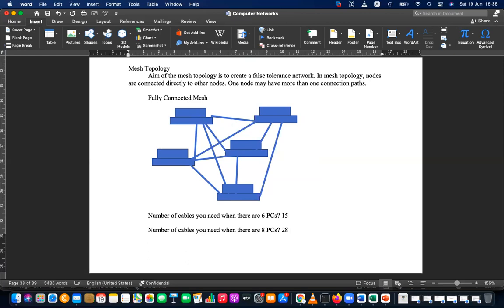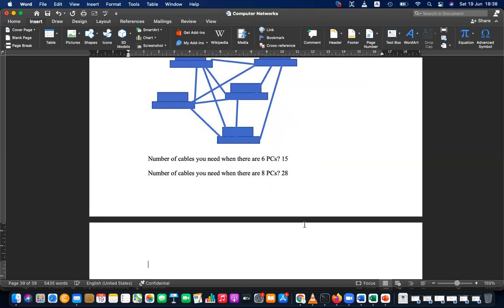Okay, how is this found? It is like triangular numbers, right? Triangular numbers. If you have one, there is nothing to connect, so 0. If you have two, you need one cable. First triangular number is 1. If you have three, 1 plus 2, you need 3.